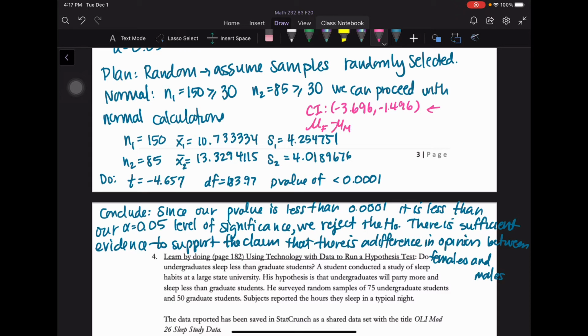So the difference is that females and males have a difference that is not 0. This backs up what we have from our test statistics. Since 0 is not in our interval, there is a difference. And so our p-value tells us, yes, our claim is there's a difference, and our confidence interval also backs that up.